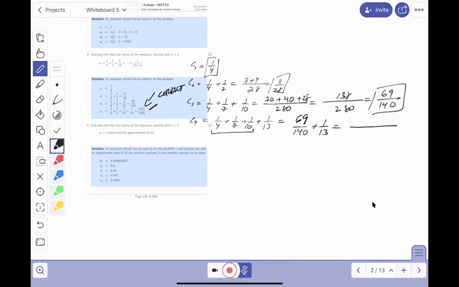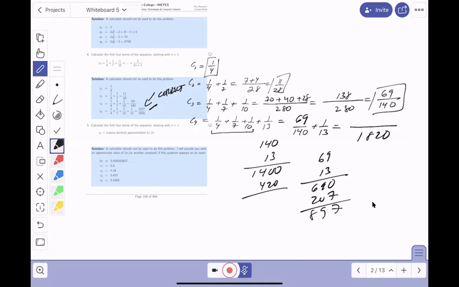So what do you get? 13 times 140. I'll do that again. Getting better at that. 1400. 3 times 140 is 300, 120, 420. So that's 1820. Common denominator. 13 times 69. That's 690. And yeah, 10 times 69 is 690. 180 and 27. That's going to be 207. That's going to be a 7, 9, 897. And then when you get 140, 897 and 140, and you get 7 over there, 13, 1037.